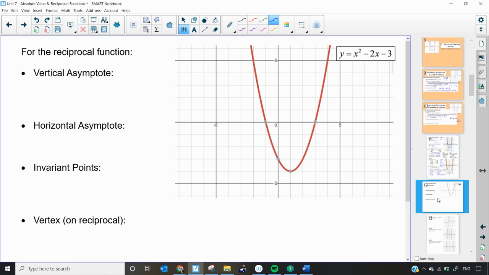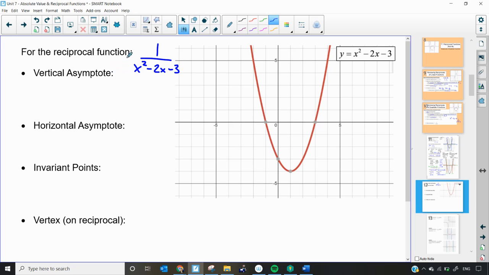Now, in this particular graph, our vertex will still be obvious, but I'm going to show you how we can check for it algebraically. So if I'm given this function here, I'm told that the equation is x squared minus 2x minus 3. A lot of the graph can be figured out just by looking at our function as it's graphed. So our vertical asymptotes happen at our x-intercepts. So remember, our reciprocal function would look like 1 over x squared minus 2x minus 3.